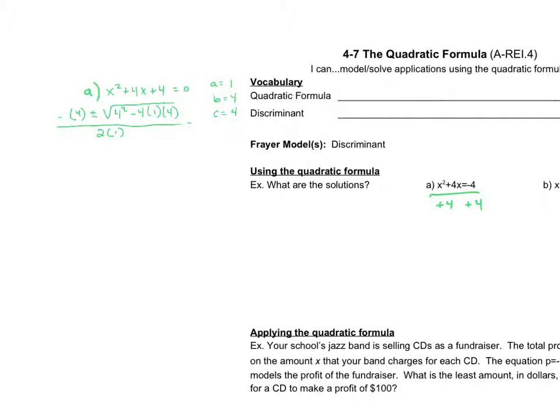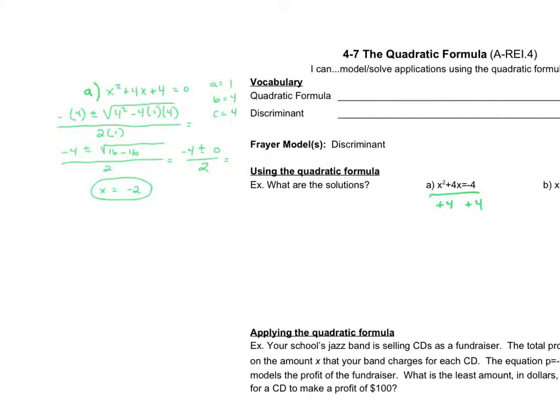We use order of operations and simplify that. We have negative 4 plus or minus the square root of 16 minus 4 times 1 times 4, which is 16, all of that over 2. Then we end up getting negative 4 plus or minus 0 over 2. We know that x is simply negative 4 over 2, or negative 2. And that is simplifying using the quadratic formula.